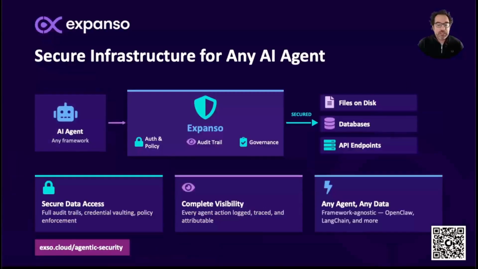This is why we built Expanso. Instead of letting the agent talk to raw data through interfaces, you go through the Expanso agent, creating a secure infrastructure layer you see here. The agent talks to Expanso, and Expanso governs the connection. This gives you exactly what is listed at the bottom. Secure data access, complete visibility into every action, and it works with any agent framework right out of the box.